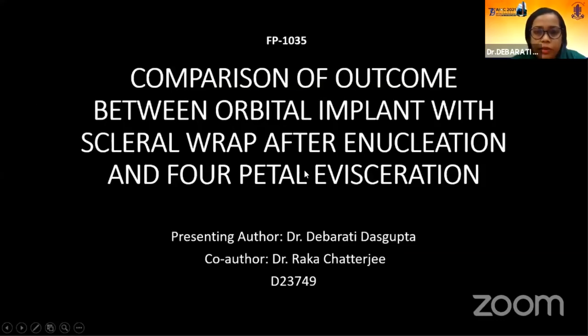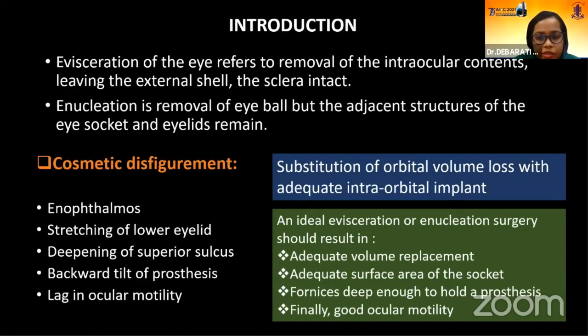So good morning. I'll be speaking on comparison of outcome between orbital implant with scleral wrap after enucleation and four-petal evisceration. Now these two techniques are life-changing and it leads to altered appearance and loss of binocular vision, altered appearance in the form of enophthalmos, deepening of superior sulcus and lack of ocular motility.